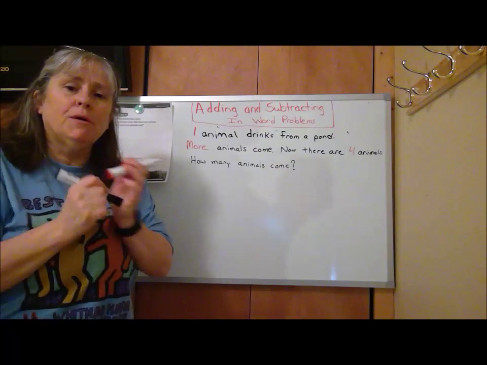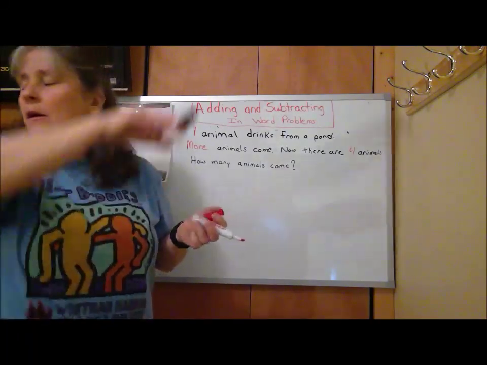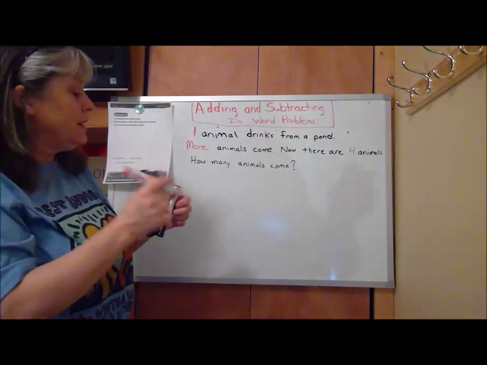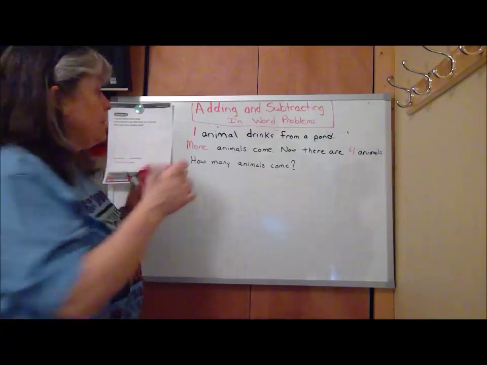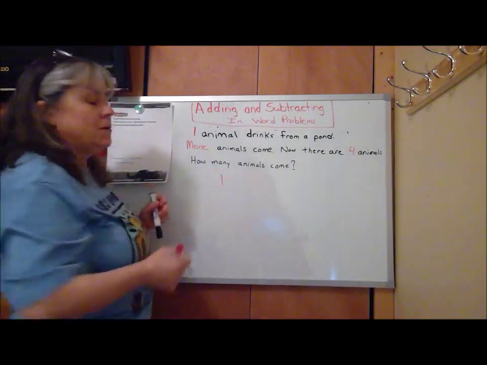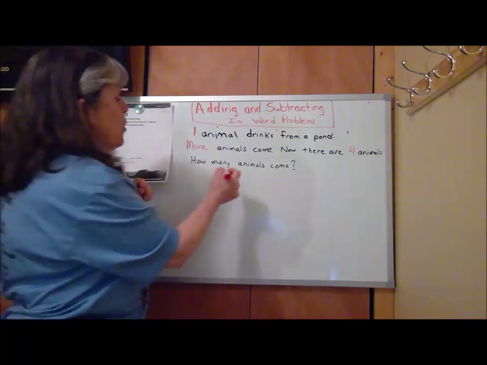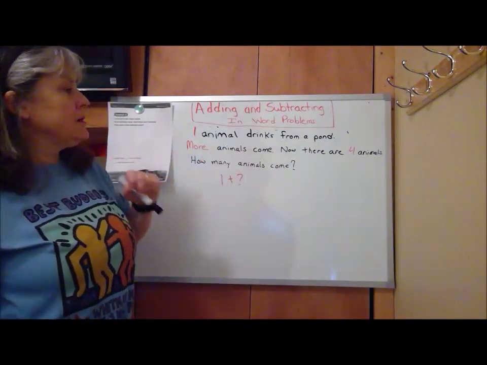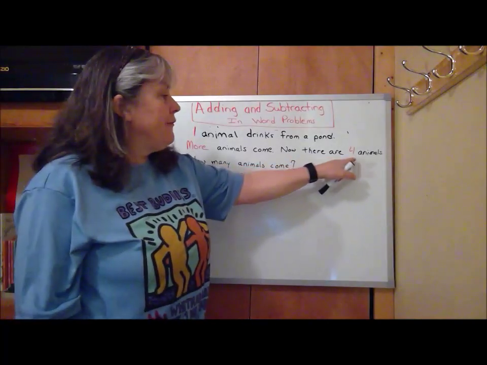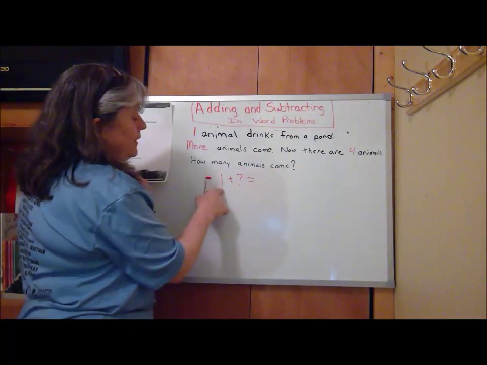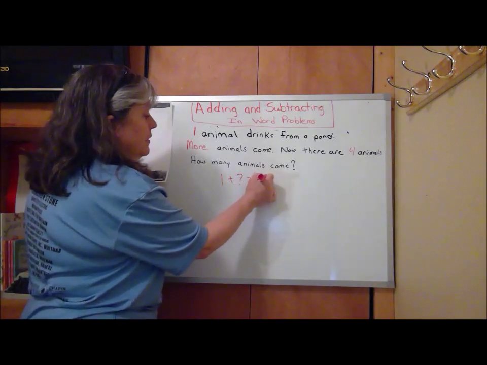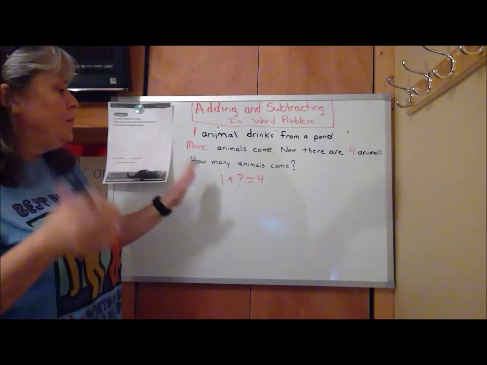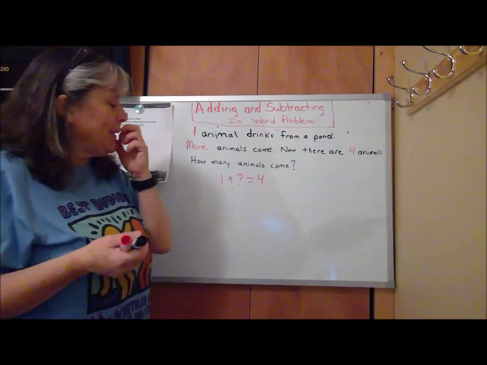All right, so what are we talking about? We're talking about animals drinking from a pond, right? What do we know? We know there's 1 animal. So I think instead of drawing a picture this time, which I could do, I'm going to start with my equation. So I know I have 1 animal. I know that more come, but I don't know how many. So I'm going to put my question mark. More animals come. Now there are 4 animals. So 1 animal plus more equals 4 altogether. Okay, so we want to find out how many animals. We want this number. Now what are we going to do?